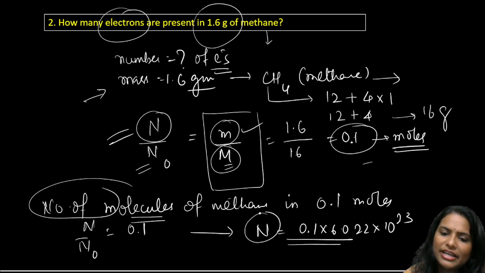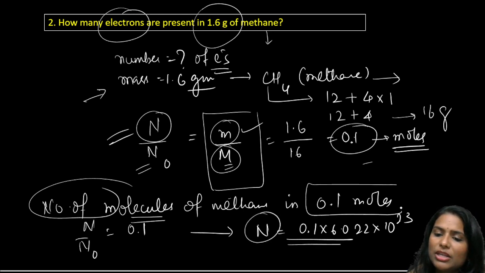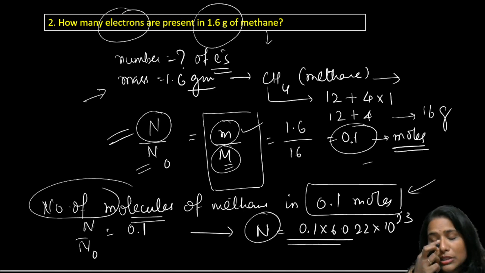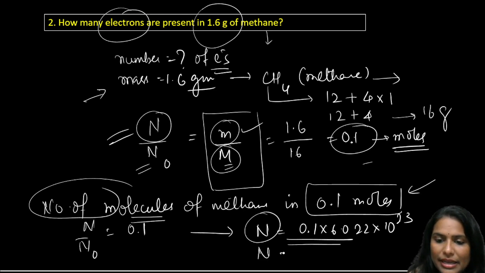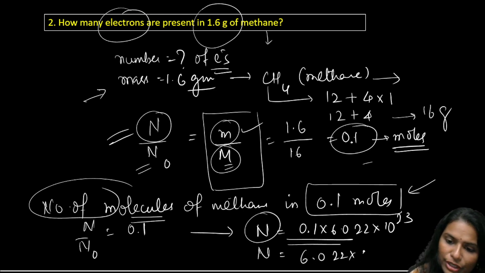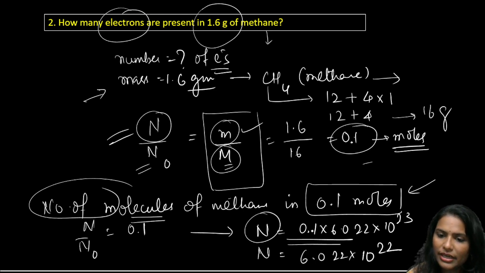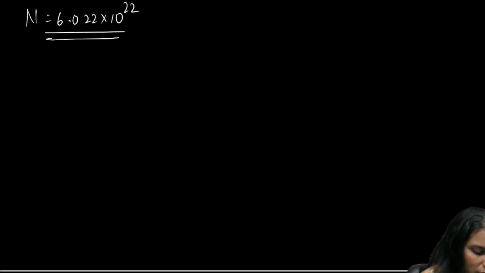So capital N, we are finding what? The number of molecules of methane in 0.1 moles, right? So capital N will be equal to 6.022 into 10 to the power 22. If you replace this decimal value, 1 upon 10 will come, so it is 6.022 into 10 to the power 22, right? I am just taking the next slide. So capital N we have calculated right now, which equals 6.022 into 10 to the power 22.